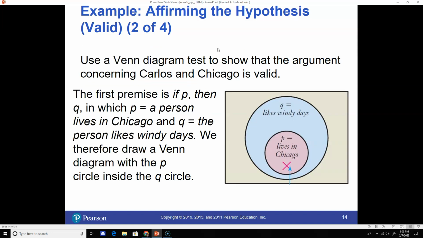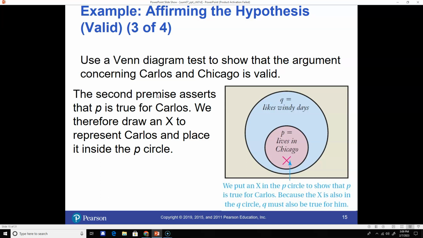So if we have the Venn diagram that we were trying to do with the whale thing previously, we have the people that like windy days. We have the people that live in Chicago under the windy days, according to that argument. So we have the Venn diagram with the P statement, lives in Chicago, lying completely in the Q statement. So nothing too difficult there.